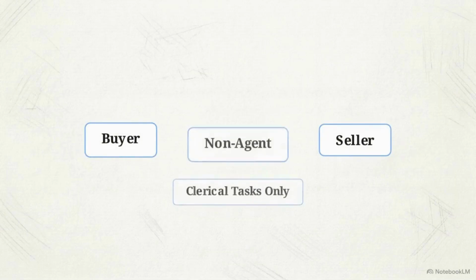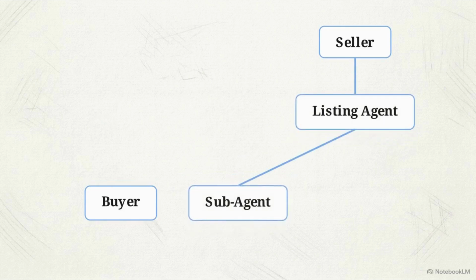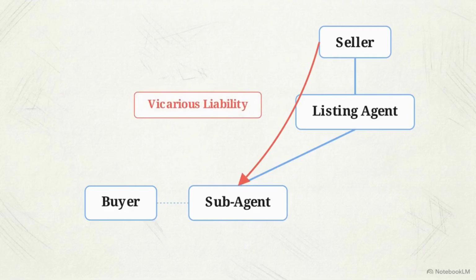This framework outlines secondary roles. A non-agent acts as a middleman, only assisting with clerical tasks. A sub-agent is an agent of an agent, working under the listing agent to represent the seller. This creates vicarious liability. The seller is liable for both agents.